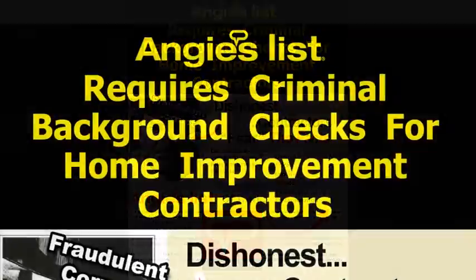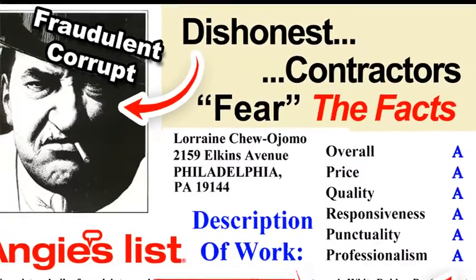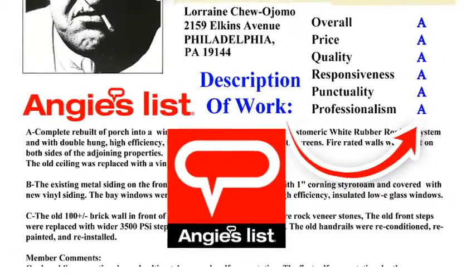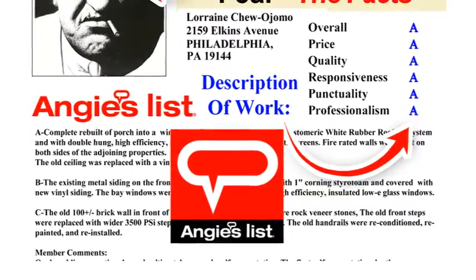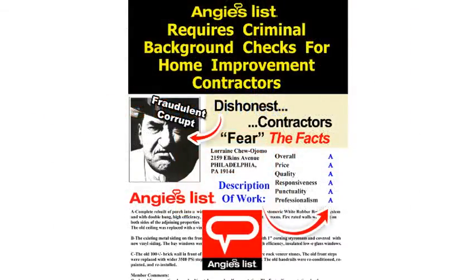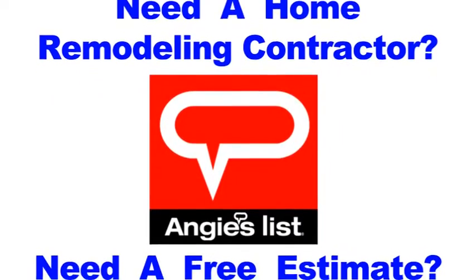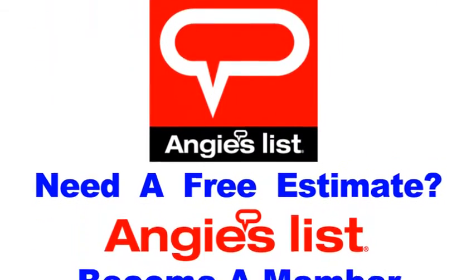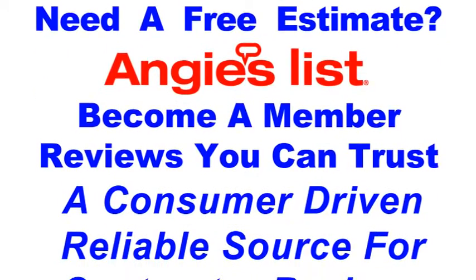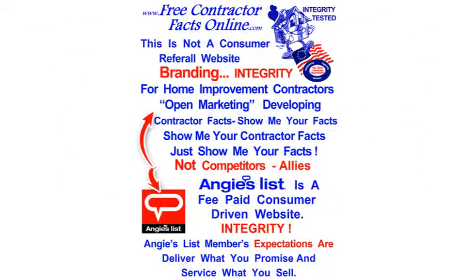Angie's List is now requiring criminal background checks for home improvement contractors. Fraudulent, dishonest contractors fear the facts. Angie's List gives an overall description of how they treat other consumers and a rating from A to F in 6 categories. Need a home remodeling contractor? Angie's List. You need a free estimate? Angie's List. Become a member. Reviews you can trust. A consumer-driven, reliable source for contractor reviews.